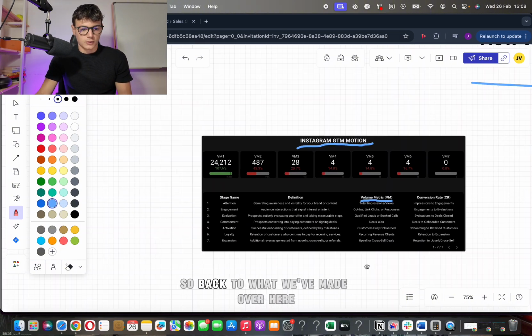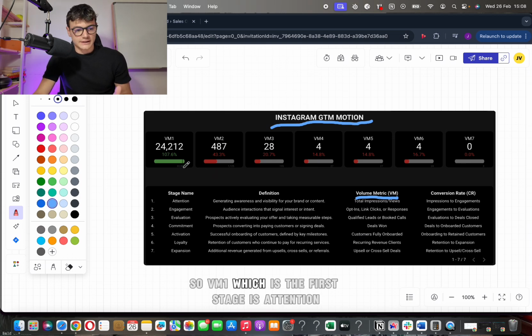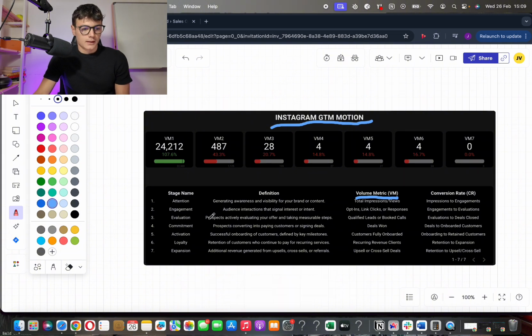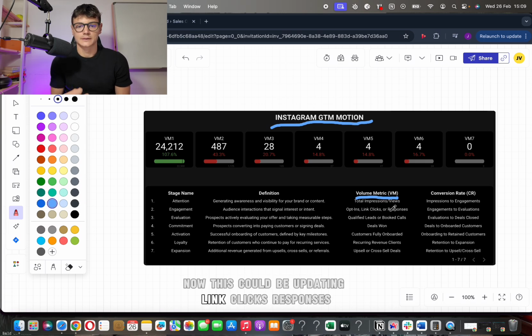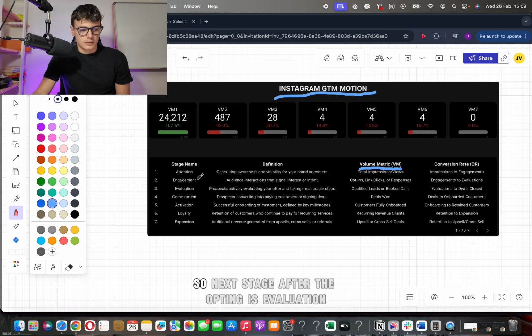So back to what we've made over here. VM1, which is the first stage, is attention. Now, attention is usually pretty straightforward, views or impressions. The second stage, VM2, is engagement. Now, this could be opt-in, link clicks, responses, but more often than not, it's an opt-in. So next stage after the opt-in is evaluation, which is qualified leads or booked calls. And again, more often than not, it's going to be booked calls.